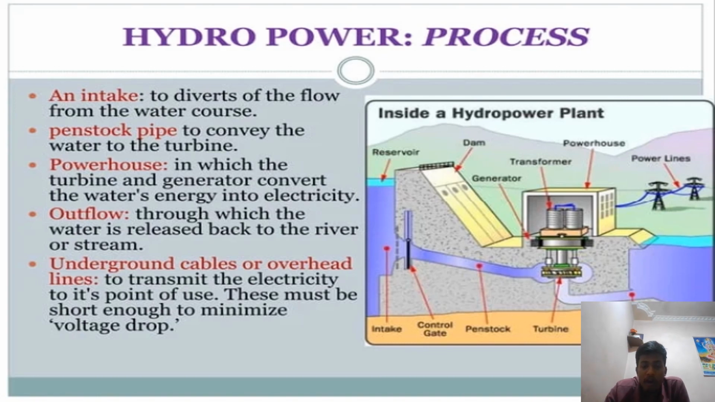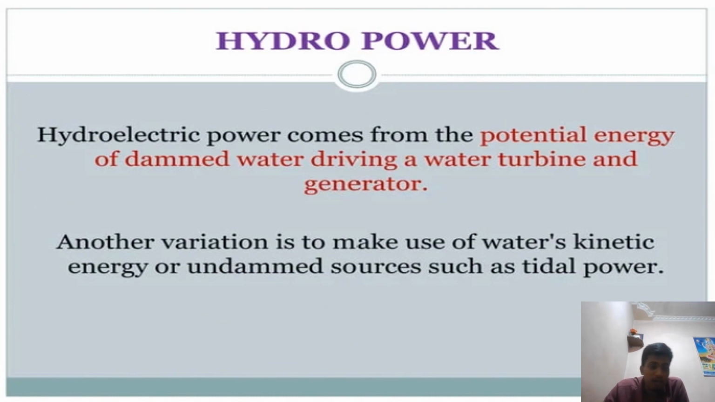So you can see the diagram of a hydropower plant, which is used to produce electricity. So going to the next slide, hydropower, and it's the last slide of this presentation. You can see this hydroelectric power comes from the potential energy of dammed water driving a water turbine and generator. Another variation is to make use of water's kinetic energy or undammed source such as tidal power. So by this slide, you can see that the kinetic energy of water is being used in order to produce electricity. It is very essential that it is not stagnant water. It is the moving water, the kinetic energy of the water, which produces the electricity.